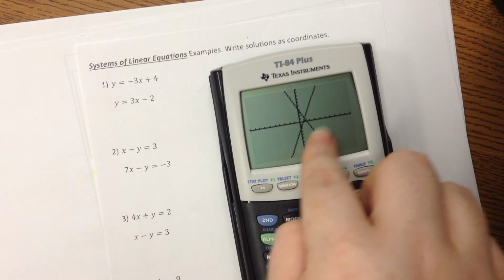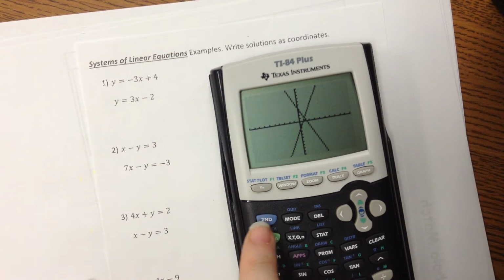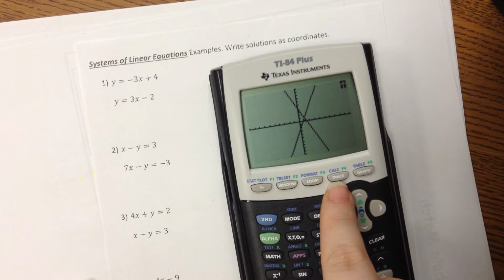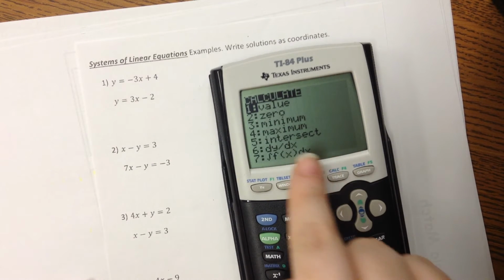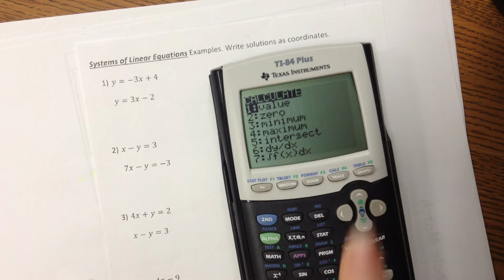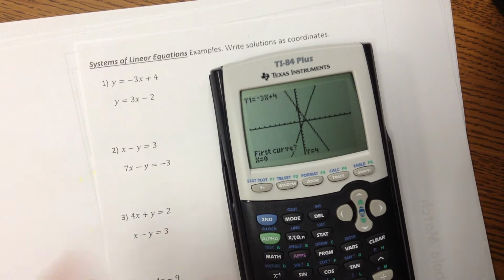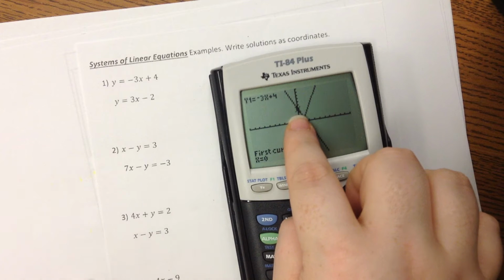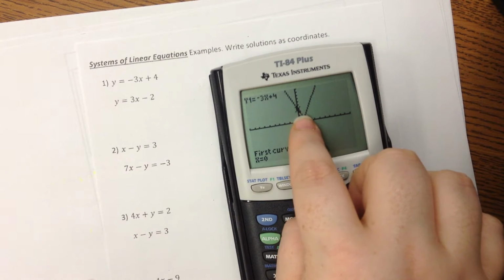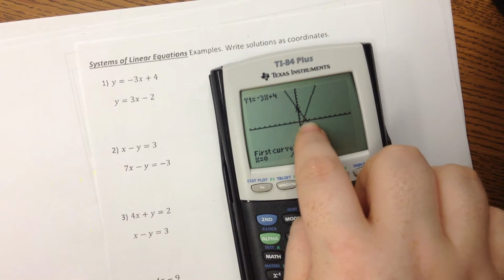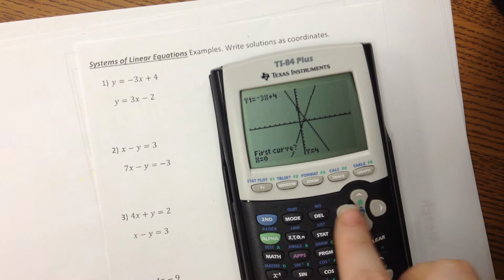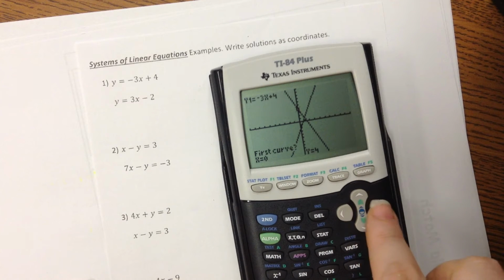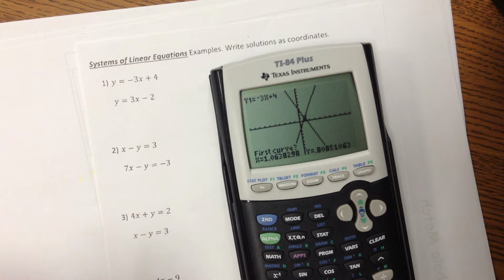So to find this intersection, we press the buttons second, trace, and we want 5 for the intersect. So I'm going to press 5. Now it comes back to the graph and we have this blinking cursor. So I'm going to move this blinking cursor to this intersection. I'm going to press right so I can get to it. As long as I'm close to it, I should be able to do this fairly easily.